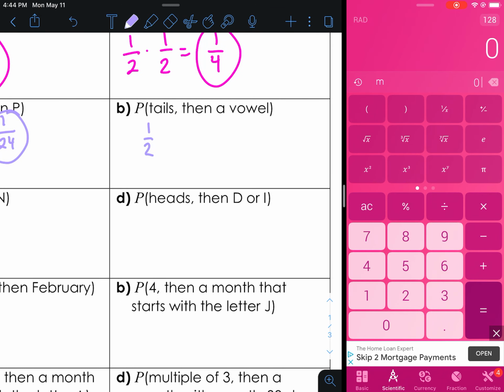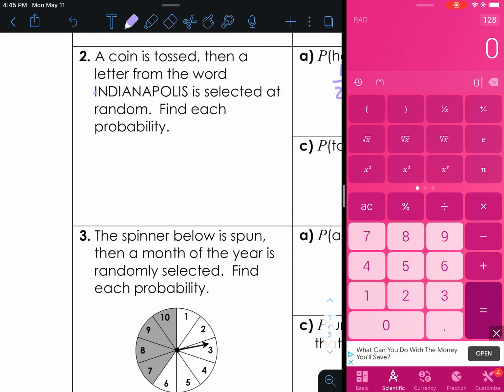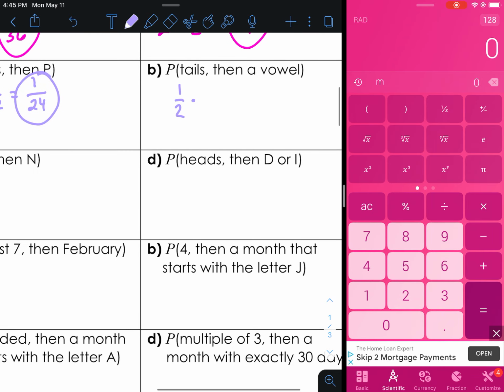All right, so letter B here says tails. We know that's 1/2. And then a vowel. Vowels are A, E, I, O, and U. So we have 1, 2, 3, 4, 5, 6. So 6 out of 12, which reduces also to 1/2. If we divide by 6, we get 1/2. So 1/2 times 1/2, we've done this a lot already today. You should have gotten 1/4.